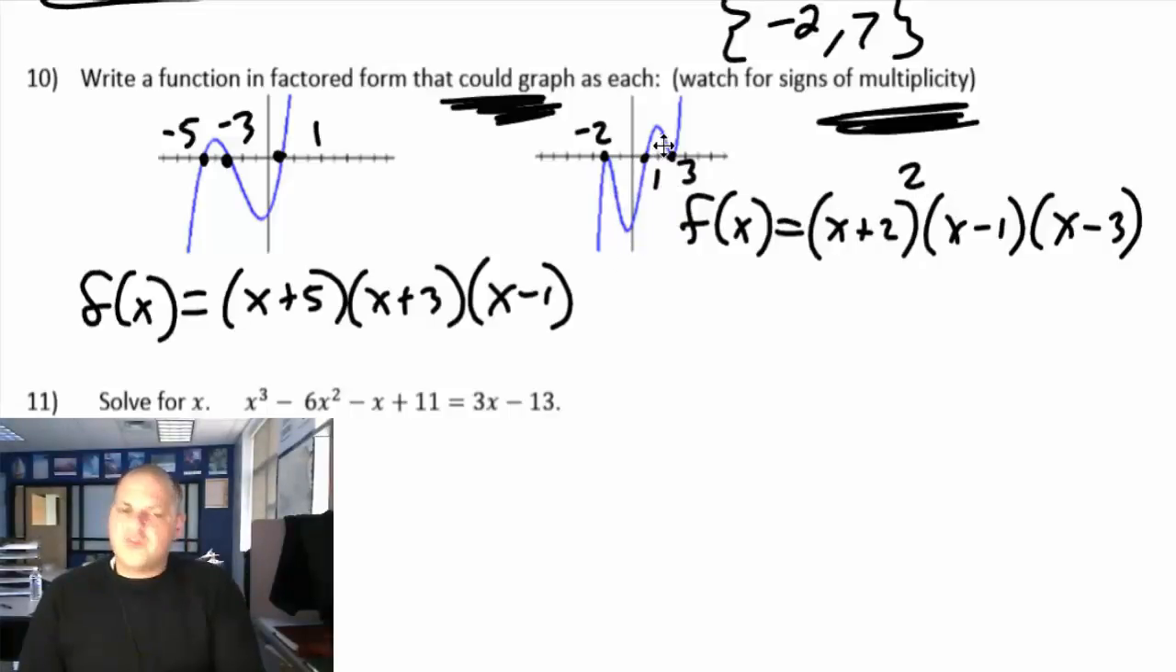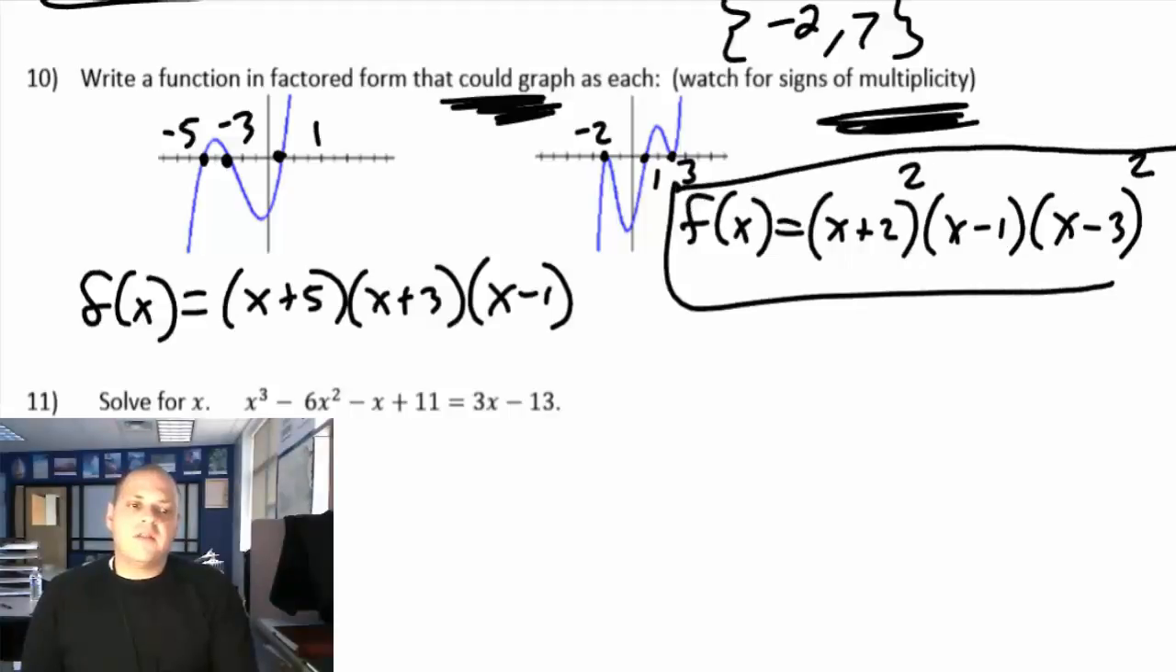It goes through the 1, so the x minus 1's good the way it is. But then again, it bounces off of this 3 here, so this x minus 3 also has a multiplicity of 2. It is a 5th degree polynomial with only 3 x-intercepts. So here is the factored form that could graph as this. Okay?